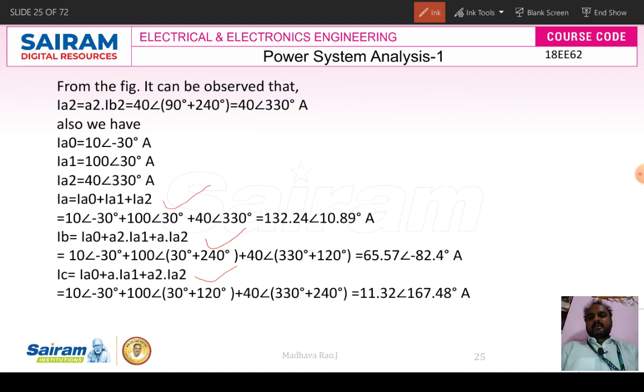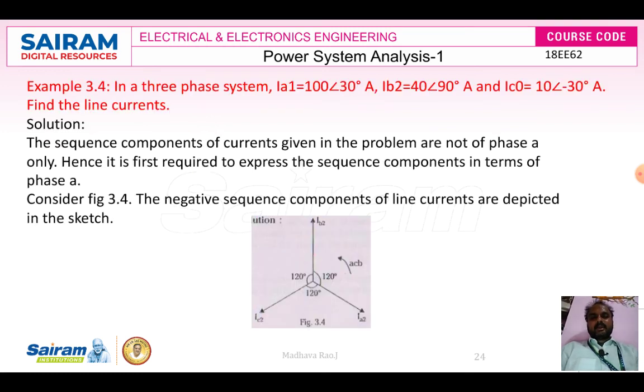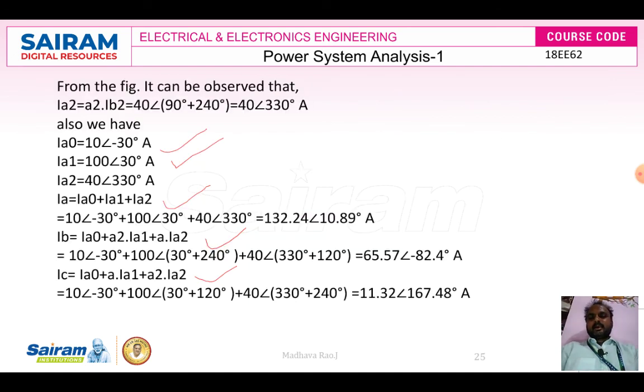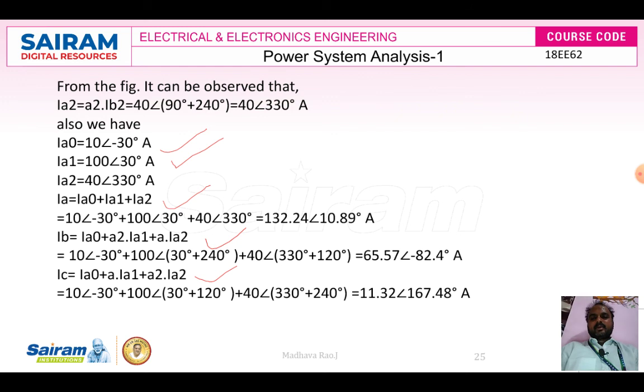So IA0 we have, and IA1 we have, IA2 we have. So in the problem, what values are given? IA1, IB2, IC0. So IA2 is equal to A square into IB2. So using those relations, we will calculate this one.